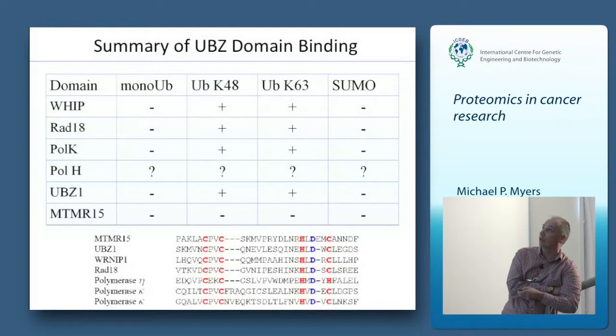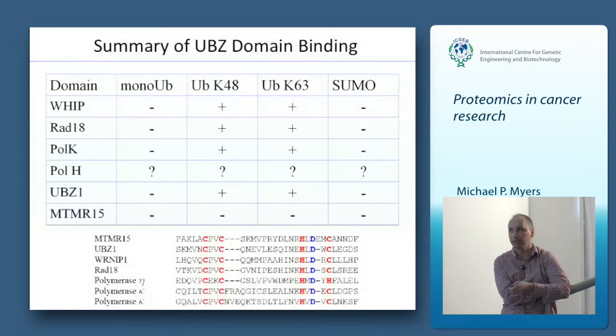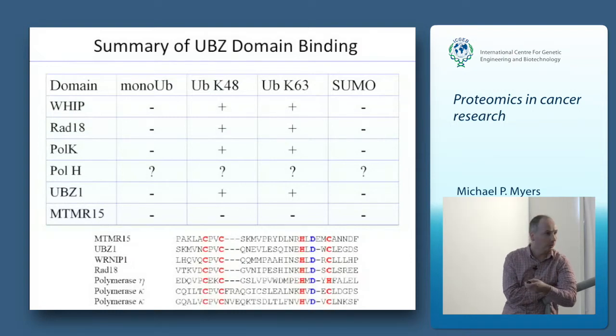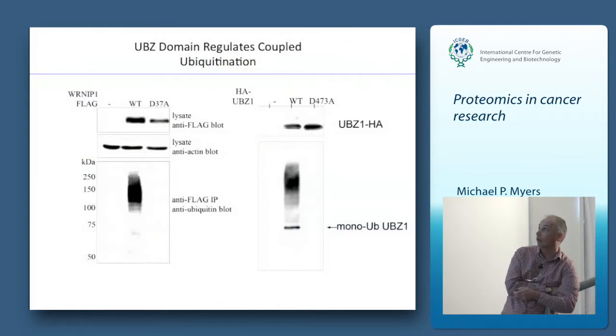So if we look at the summary of the binding ability of all the different UBZ domains, they typically bind any kind of ubiquitin. They have no specificity. So there's not one of these domains that only binds to K6 or only binds to K48. It doesn't care. If there's a ubiquitin chain, it's going to bind to it.